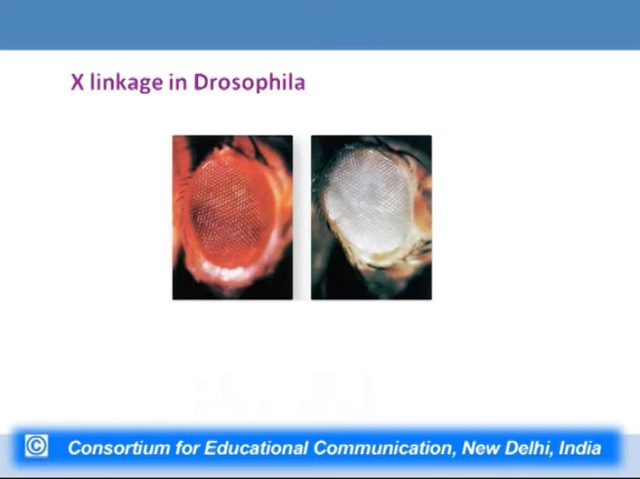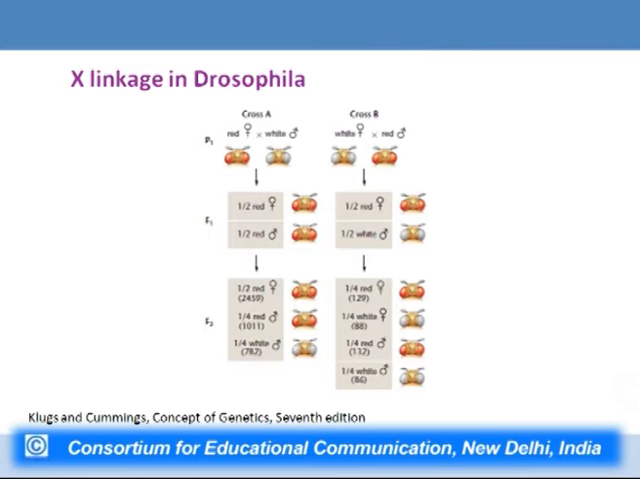So, Thomas Hunt Morgan carried out an experiment in which he made reciprocal crosses. In these crosses, he took individuals who were of red eye color as well as white eye color. In the first cross, which is termed here as cross A, red eye female were mated with white eye male. The F1 progeny procured were red eyed. All the individuals, whether they were male or female, were red eyed. 1/2 represents here that this cross gives 50% males and 50% female.